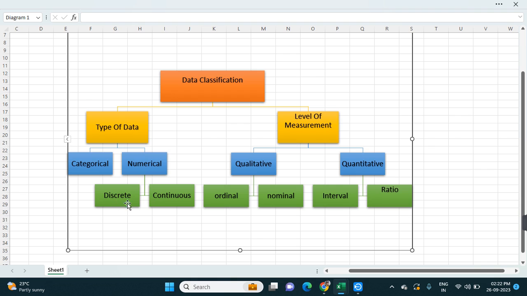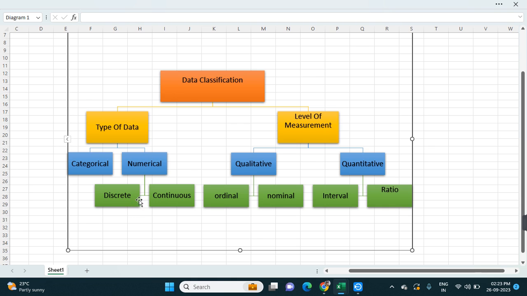So what is this discrete and continuous? Discrete means it's a complete number. The data is in numerical form and it's complete. For example, discrete data is the number of students in a class. The number of students in a class can be 60, 50, 40, 80, anything. It should be a complete number. It cannot be like 60.5 or 70.5. These types of data are called discrete. It's complete, like 10, 20.